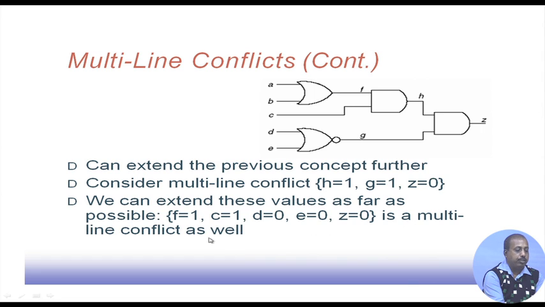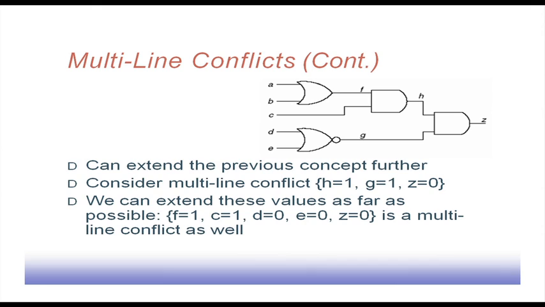So, this is also a multi-line conflict. If we start with one multi-line conflict and try to find the logic implications of that, then we can find further multi-line conflicts. So, that is also very much useful in detecting the untestable faults.